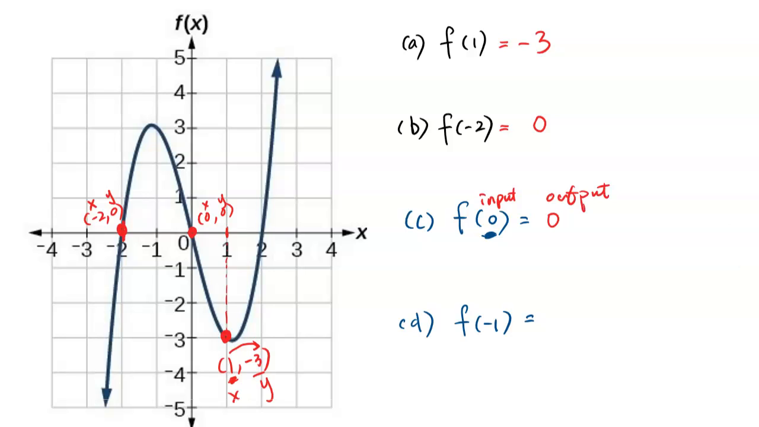Similarly, for f of negative 1, when x equals negative 1, it corresponds to this point on the graph. So that point is (negative 1, 3). So when x is negative 1, it maps to the output of 3. So that's input here, output over here.